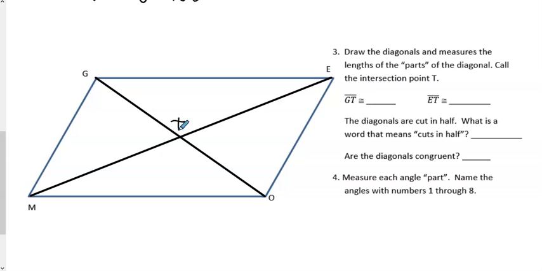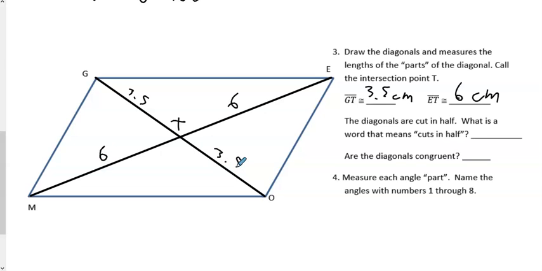Now it says measure. I've already measured for you. And GT is 3.5 centimeters. And ET, the extraterrestrial, is 6 centimeters. So this one's 3.5 and this one's 6. Well, the diagonals are cut in half, which means this is also 6 and this is also 3.5.